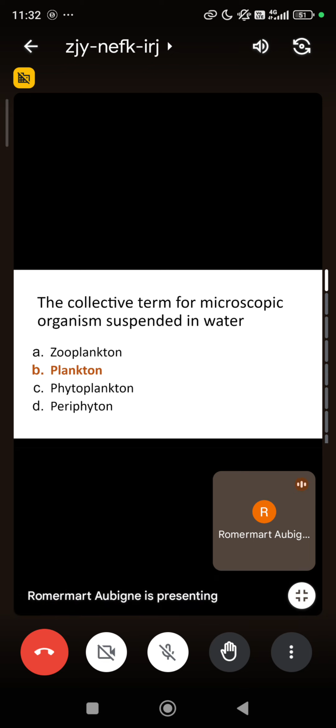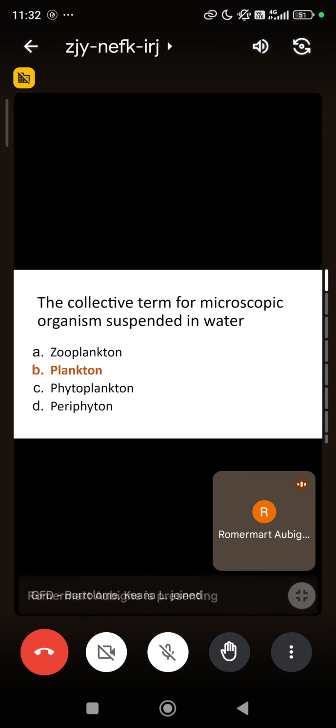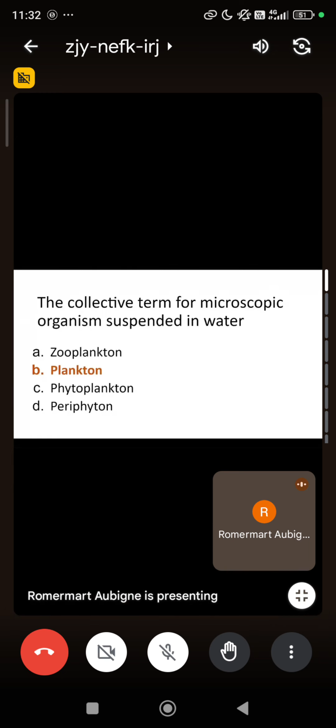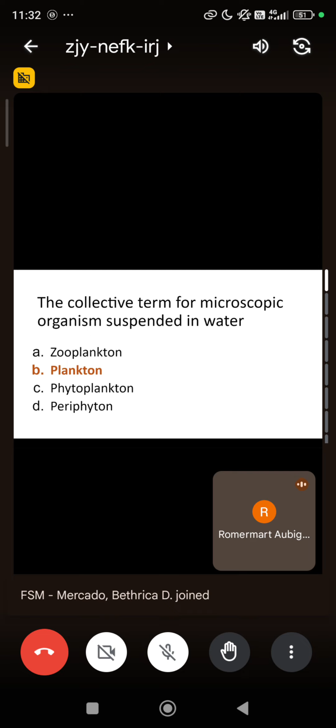So, the zooplankton, ano ba yung tinatawag nating zooplankton? Zooplankton are small animals that thrive within the aquatic environment. They are an important food source for many fish species and are often cultured in feed ponds for use in aquaculture.